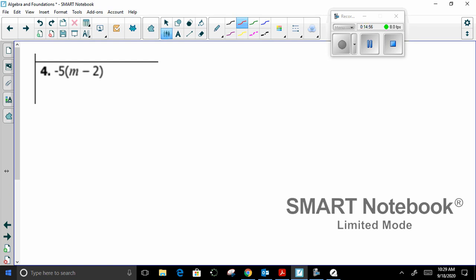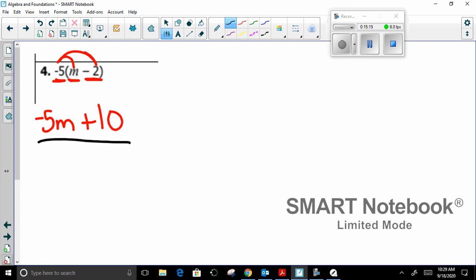All right, now we're being asked to distribute the negative 5. So we want to put the negative 5 to the m, and then the negative 5 to the minus 2. Negative 5 times m is negative 5m. Negative 5 times minus 2, so negative 5 times negative 2 is positive 10. Look at the expression you're left with. Can I combine them? Can I add them? You cannot, because m's go with m's and constant numbers go with constant numbers. So that is it. You are fully finished.